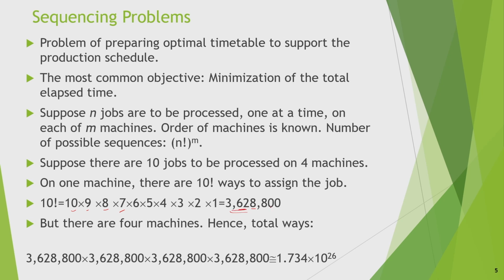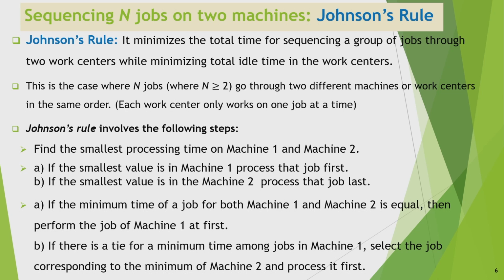28,800 ways are there, but there are 4 machines, hence the total ways are multiplied across each machine. That means 1.734 into 10 to the power 26. Obviously a huge number of ways are there, so we cannot do it in this way. We have to find a proper way to do that.